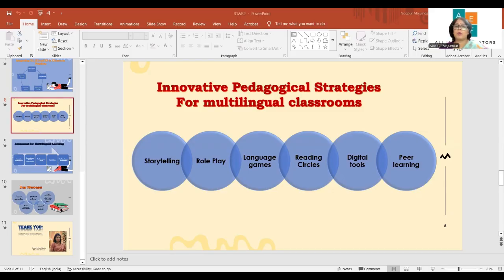Now, language games also help us. Games make vocabulary learning very enjoyable.